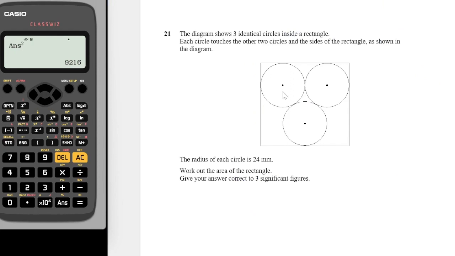Okay, question 21. This diagram shows 3 identical circles inside a rectangle. Each circle touches the other 2 circles and the sides of the rectangle as shown in the diagram. The radius of each circle is 24 millimeters. Okay, so to be fair, this length here is just going to be 4 times the radius, because we've got 4 radiuses, so 4r. Our issue is that this length here, we don't know.